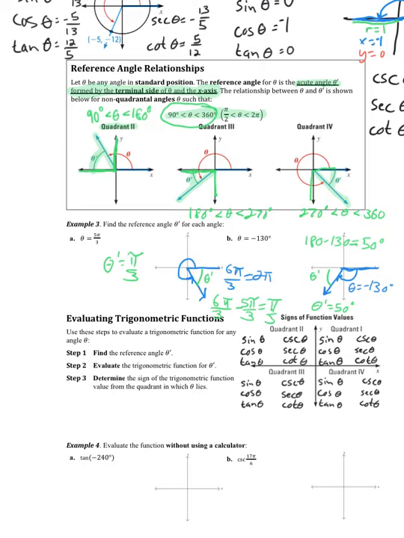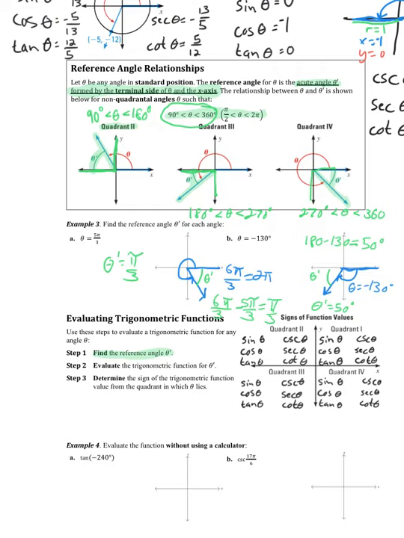Now, the last thing we're talking about today is evaluating trigonometric functions. And we have 3 steps here. First, we want to be able to find the reference angle. That's step 1. Whenever we're looking for the reference angle, it also determines which quadrant we're in. And then we're going to evaluate the trigonometric function for that angle, theta prime.